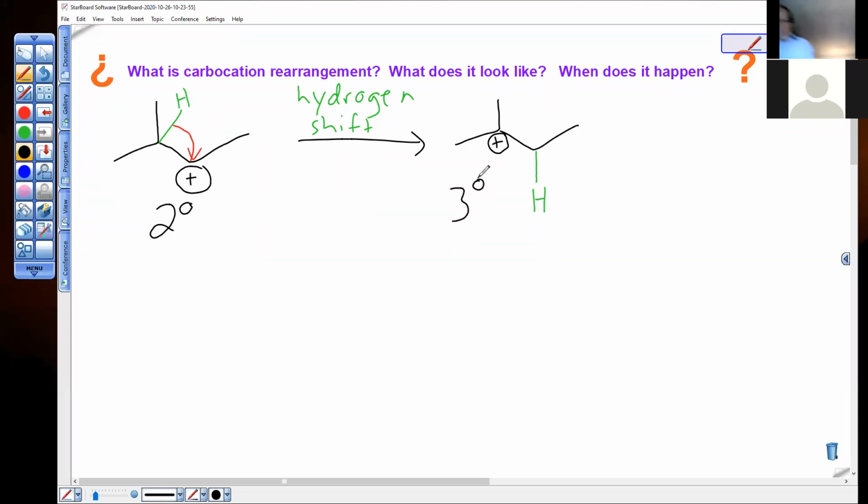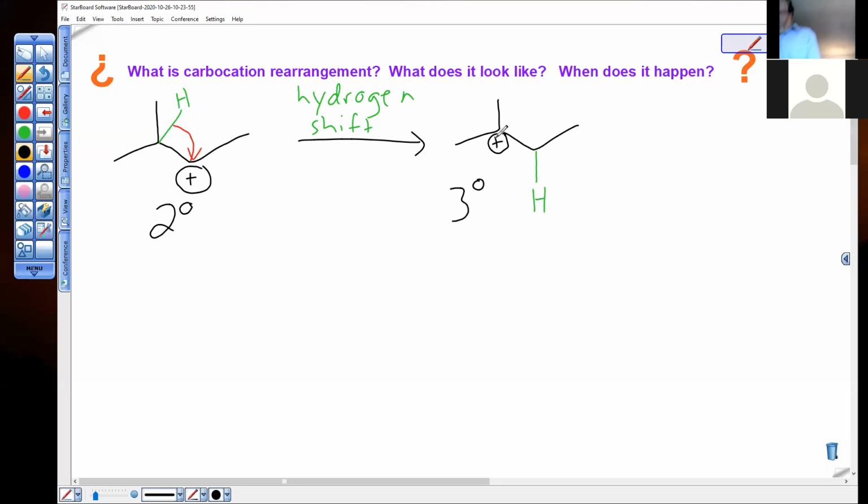So all 3 questions are basically answered here. What is a carbocation rearrangement? Well, it goes from this carbocation to this carbocation. What does it look like? Well, it looks like this hydrogen took its pair of electrons and moved next door. It did. And as a result, carbon here is now the cation.